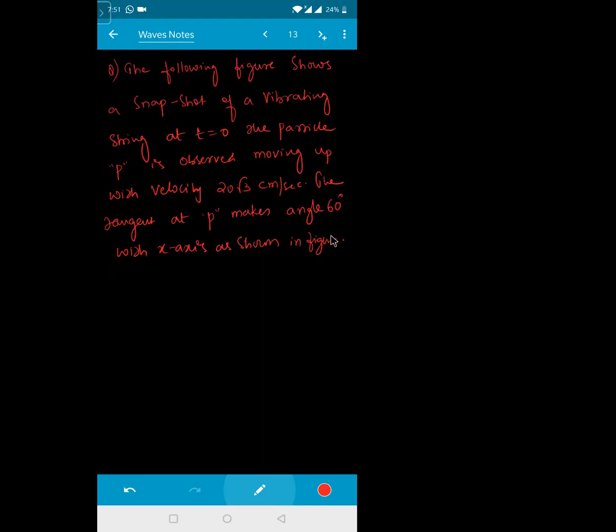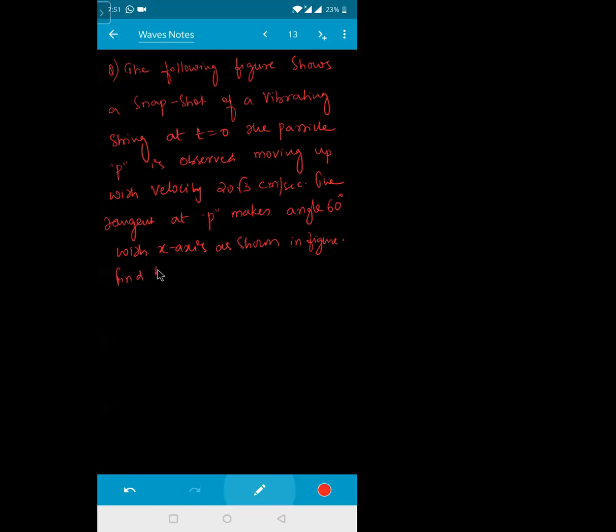What is the question right now? The following figure shows a snapshot of a vibrating string at t is equal to 0. The particle P is being observed moving up with a velocity 20√3 centimeter per second. The tangent at P makes an angle of 60 degrees with the x-axis as shown in the figure. So the question is, find the wave velocity and wave equation.